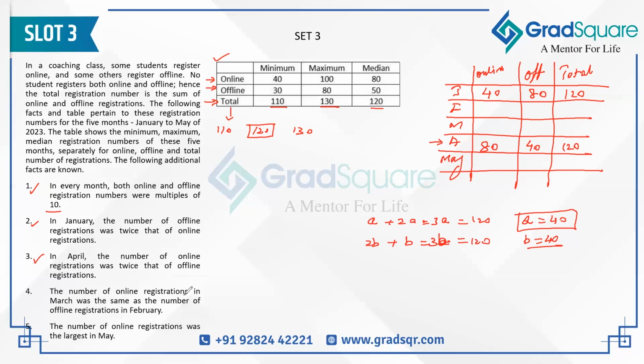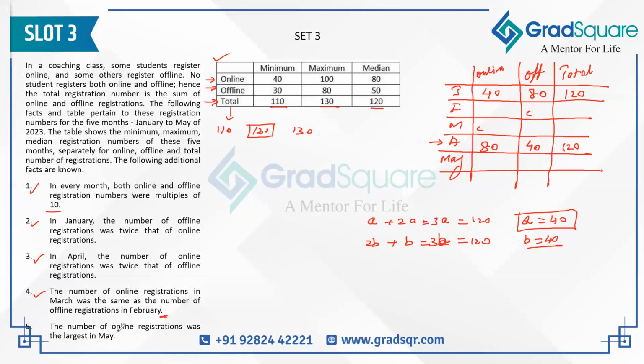Now, the number of online registrations in March was the same as the number of offline registrations in the month of February. So if I take this value as C, then this value will also be C, is something that this information is telling me. There's nothing more that I can derive out of this. I only have to take care that always the number of online enrollments for the month of March will be equal to the number of offline registrations for the month of February, right? So this information has also been used.